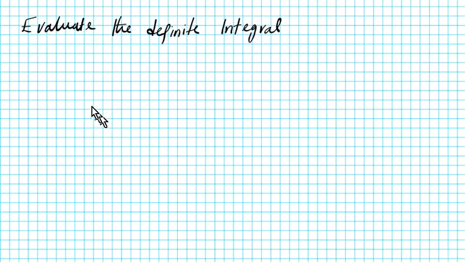For the first example, number 1, let's say you want to evaluate the definite integral from -4 to 0 of 2x plus 1 dx. Now, how do you know that this is a definite integral? It's definite because you have upper and lower limits of integration. These are called the limits of integration.